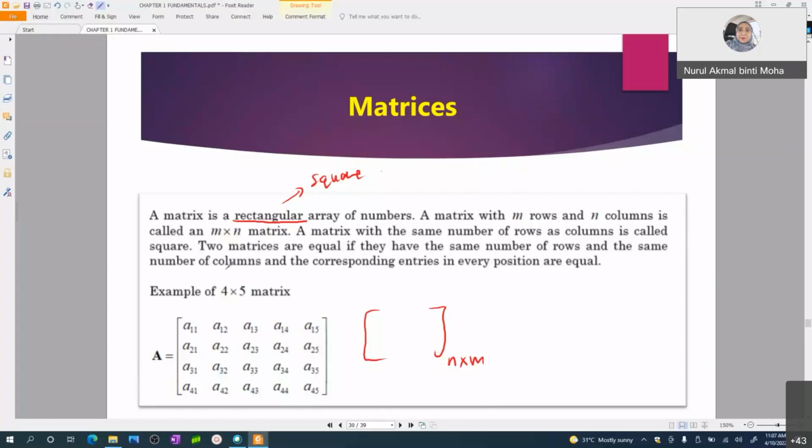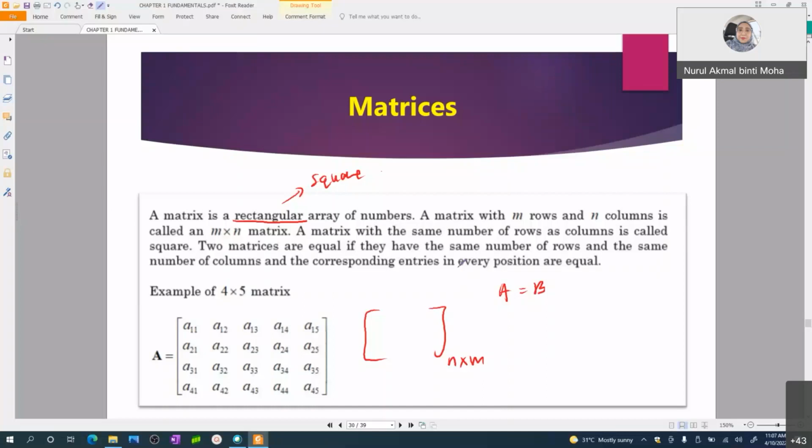It will be a square matrix when the number of rows and the number of columns are equal. And then two matrices are equal if they have the same number of rows and the same number of columns, and the corresponding entries in every position are equal. So it means that A is equal to B if A and B are both, let's say, n times n matrices.